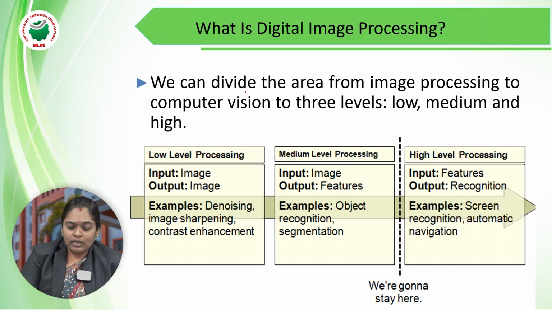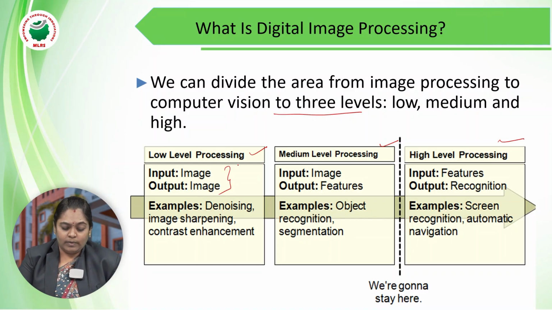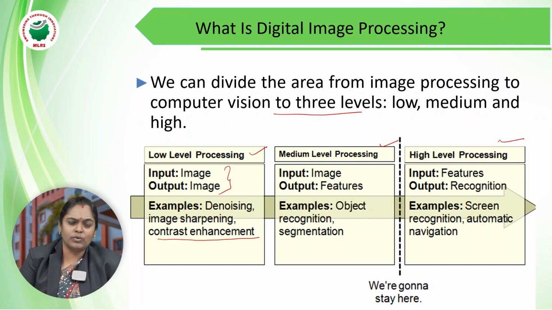As I told you, digital image processing operates at three different levels: low level, medium level, and high level. If both input and output are images, it is called low level. An example of low level is enhancement, which means improving an image. If I want to improve the quality of an image, the name itself indicates the input should be an image and the output should also be an image.